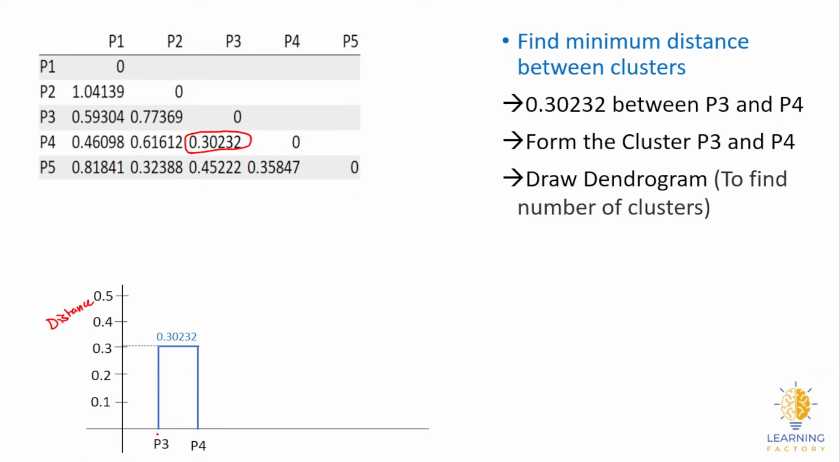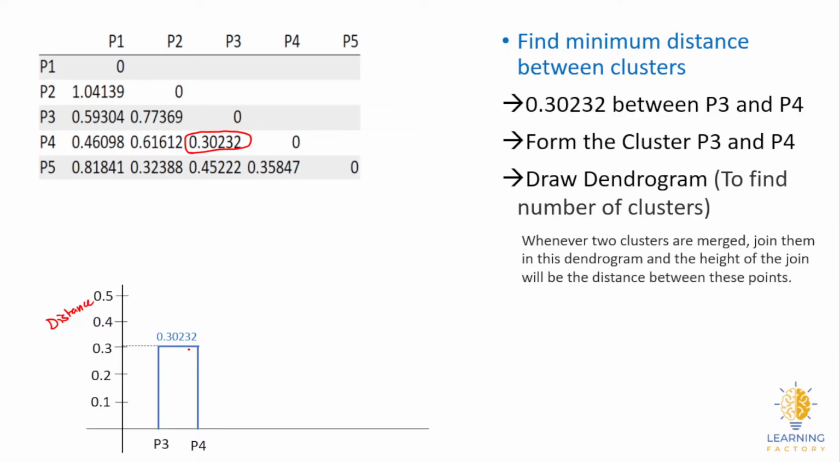The distance between these two clusters P3 and P4 is the minimum, and that is 0.30232. So the height of this dendrogram between P3 and P4 would be 0.30232. This is how we draw the dendrogram. Whenever two clusters are merged, join them in the dendrogram, and the height of the join will be the distance between these data points or clusters. So this is how we have computed the dendrogram for these two clusters P3 and P4.